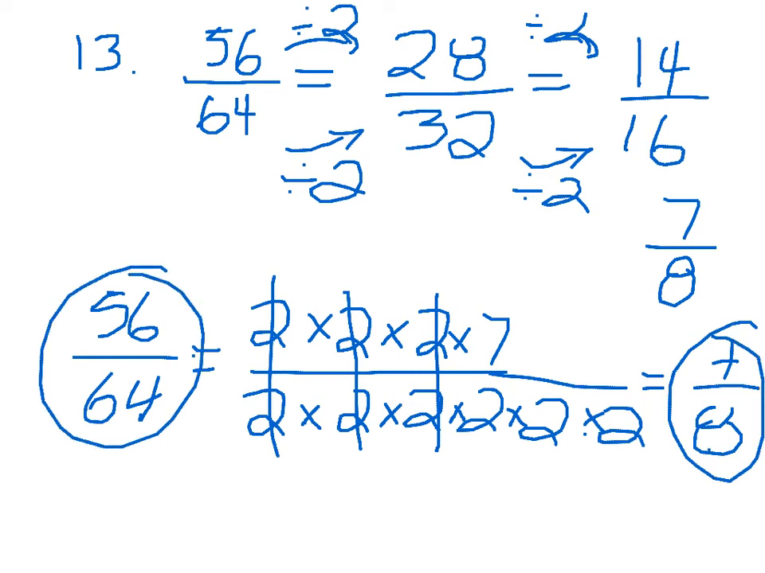So here's a faster way to do it. 56/64 is the same thing as 7/8. Even quicker way, hey, this is a multiple of 8. This is a multiple of 8. So if I just divide top and bottom by 8, I'd end up with 7/8.